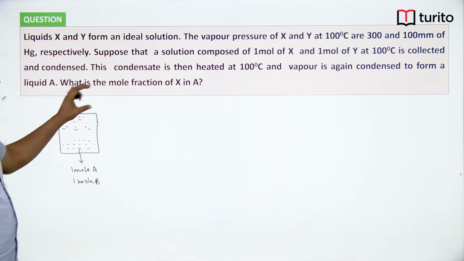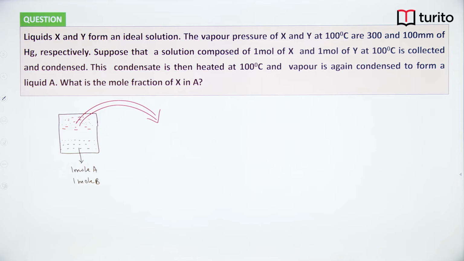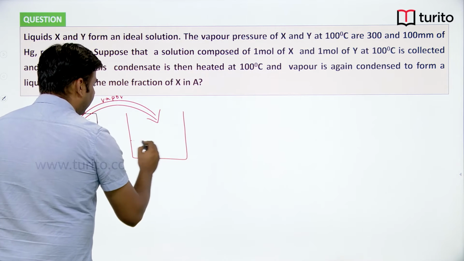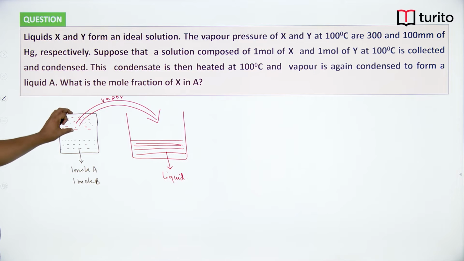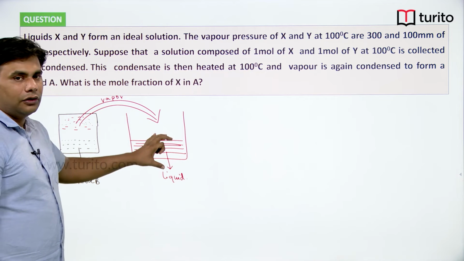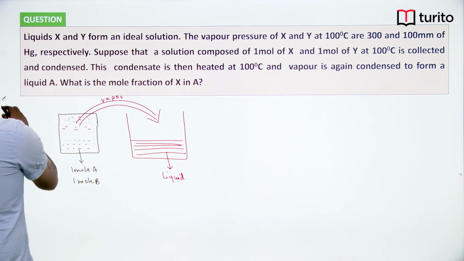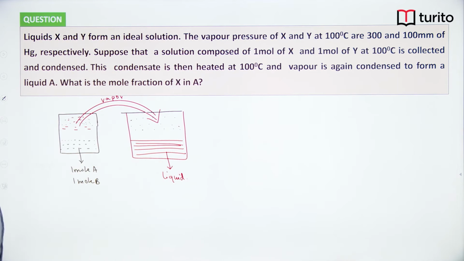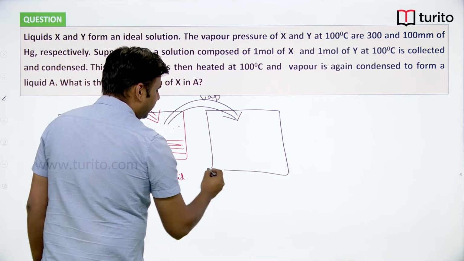Now the entire vapor formed is collected and condensed. Hope this is clear to you. So the vapor formed over here was condensed, and we would have got it as liquid now. Whatever liquid we are getting, we are calling it the condensate. The condensate was again heated and vapor formed, so again vapor would be formed over here. This condensate is heated at 100 degrees Celsius and the vapor is again condensed to form liquid A.